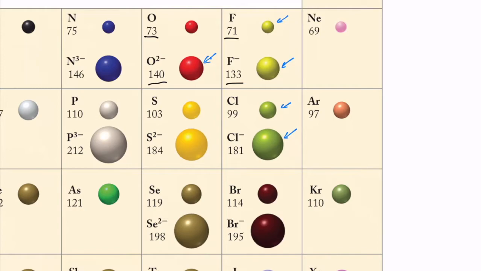So the numbers that you'll be using for the calculations that you have to do are going to be the numbers for the ion. So for example, fluorine 133, chlorine 181, and again, those values are in picometers.